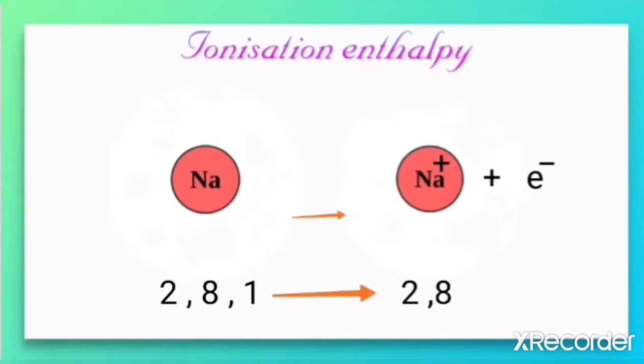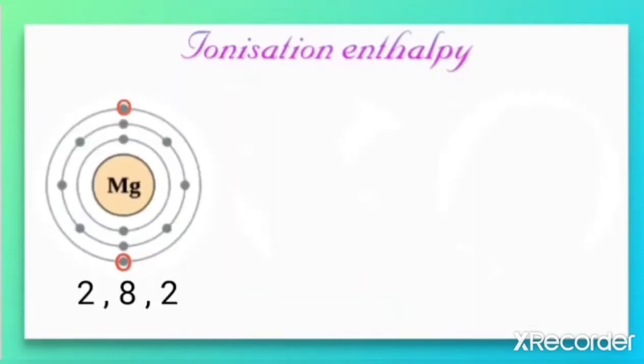In order to lose this electron, a certain amount of energy is required. That energy is nothing but ionization enthalpy. Let us take another example. Magnesium. The electronic configuration of magnesium is 2, 8, 2. That means 2 electrons are in the first shell, 8 electrons in the second shell and 2 electrons in the outermost shell, which are marked here in red color. So, in order to stabilize, that is to complete the octet, it will lose the outermost 2 electrons, which are loosely attracted electrons. So, it loses these 2 electrons and forms the magnesium ion.